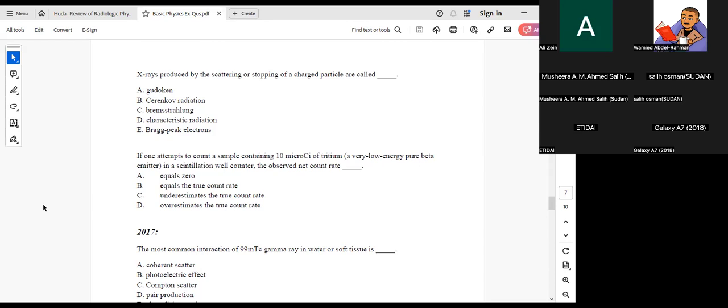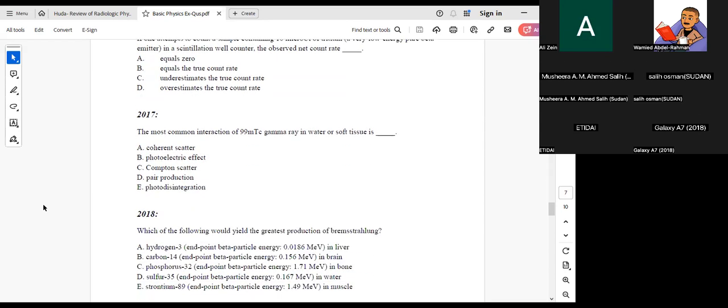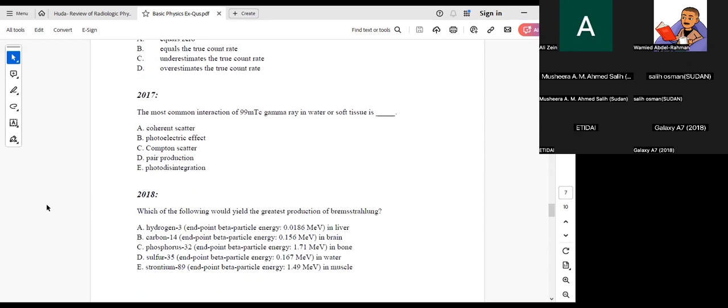This is, I think, nuclear medicine. They probably know this better. The most common interaction of technetium-99m gamma ray... I hate technetium-99m. We want iridium, we want cobalt. Okay, for a gamma ray in water or soft tissue, the most common interaction in tissue again is Compton, end of story. I think this question is repeated.